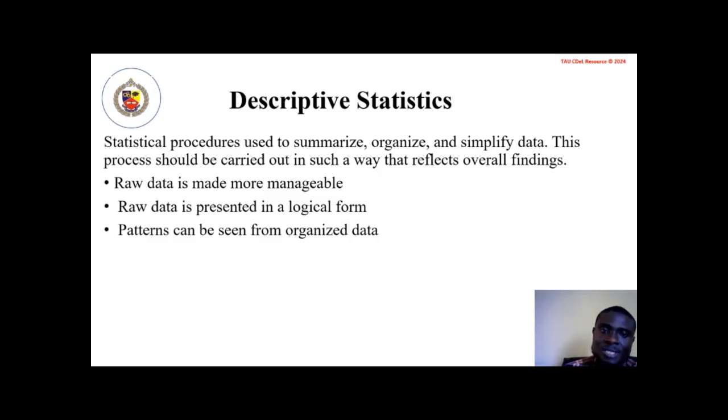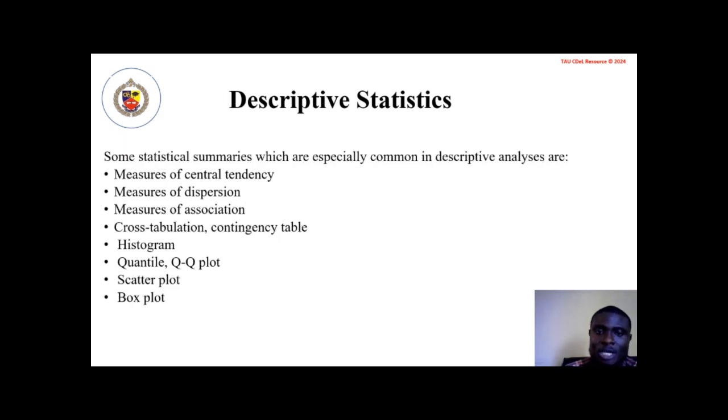When you look at descriptive statistics in general, we have raw data, and the data can be collected either by primary mode or secondary mode. This data can be organized, and we can make sense from the data for the purpose of decision making. Under descriptive statistics, these are the ingredients that make it up.